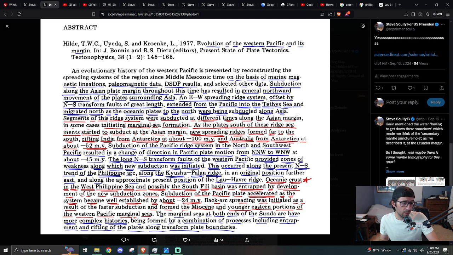The marginal seas at both ends of the Sunda Arc have more complex histories, being formed by a combination of processes including entrapment and rifting of the plates along transformed plate boundaries.